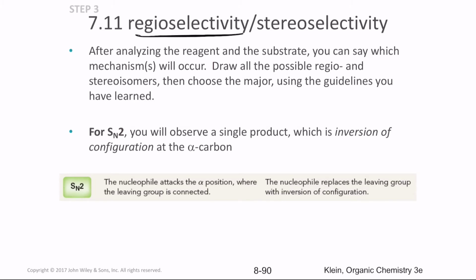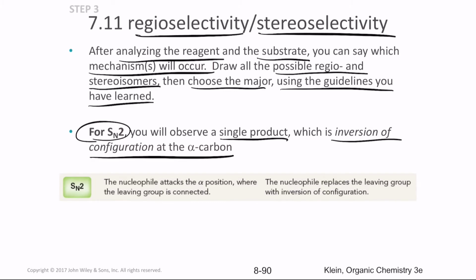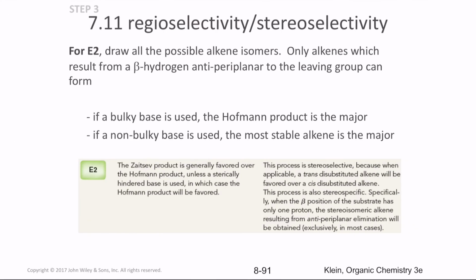Next, let's talk about regioselectivity and stereoselectivity. Once you have analyzed the reagent and the substrate, you can say which mechanism will occur. Now you can draw all the possible regio and stereoisomers and then finally choose the major one using the guidelines that you have learned. So let's start with SN2. For an SN2 reaction, you will observe a single product, which is going to be the inverted configuration at the alpha carbon. The nucleophile attacks the alpha position and the leaving group departs, which results in inversion of configuration.